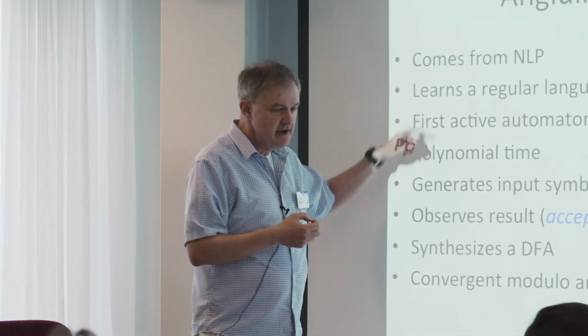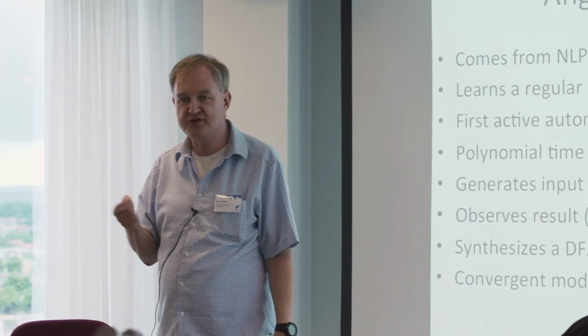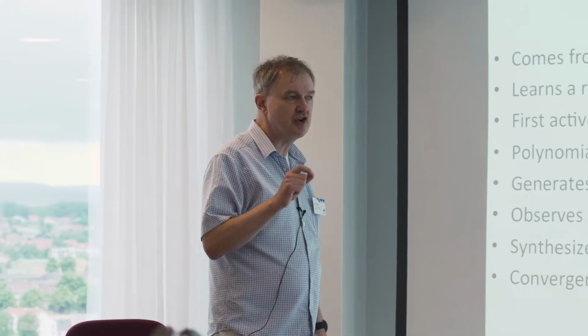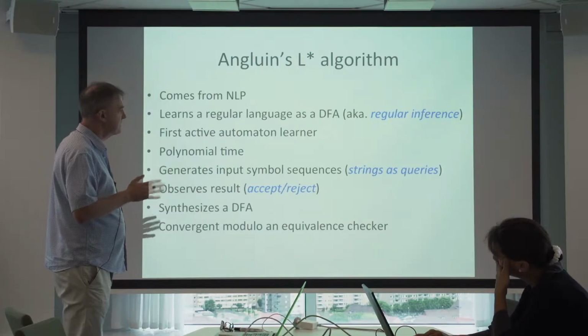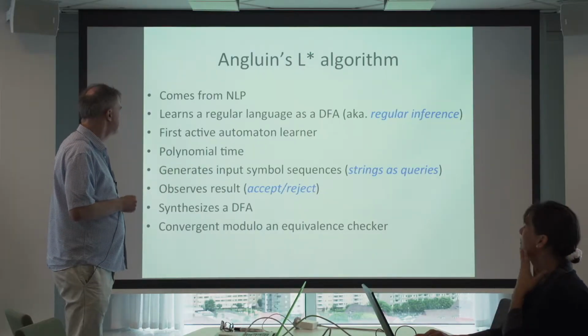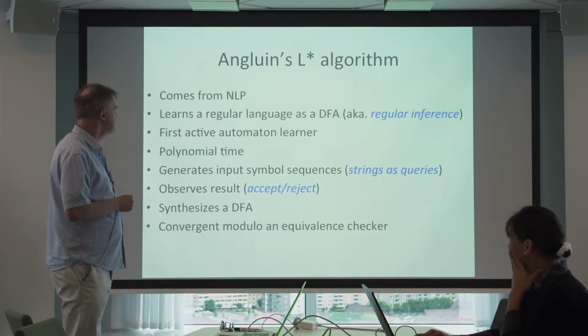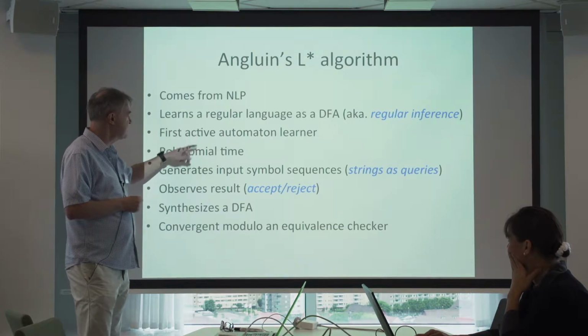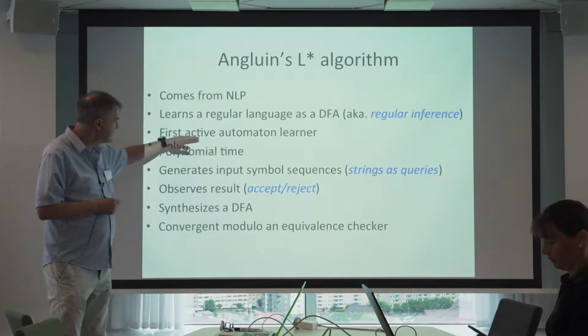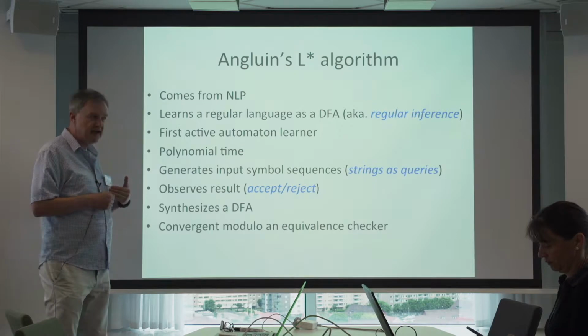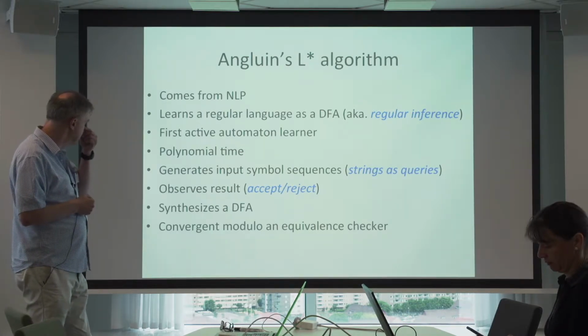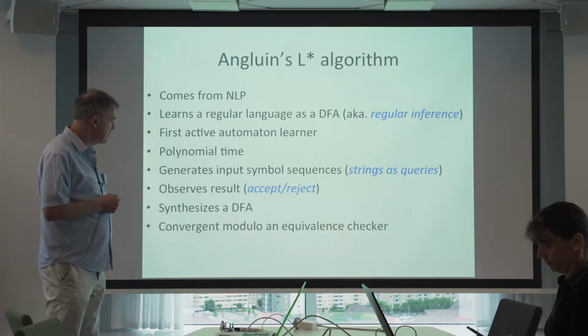Angluin had this very sharp idea that if you allow the learner to pose its own queries, you can get into polynomial time, okay? Polynomial time modulo this equivalence checker, so one has to be a little bit careful what one says, but yes, polynomial time in a reasonably strong sense. So this introduced the concept of active learning, and it's the active part that's the hard thing to learn in L-star, okay? So we'll try to focus on that today. So this brings you down into polynomial time.